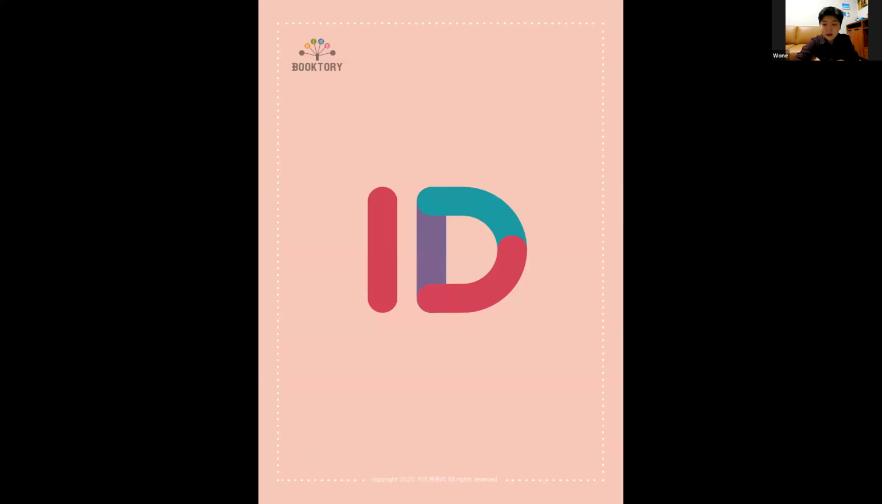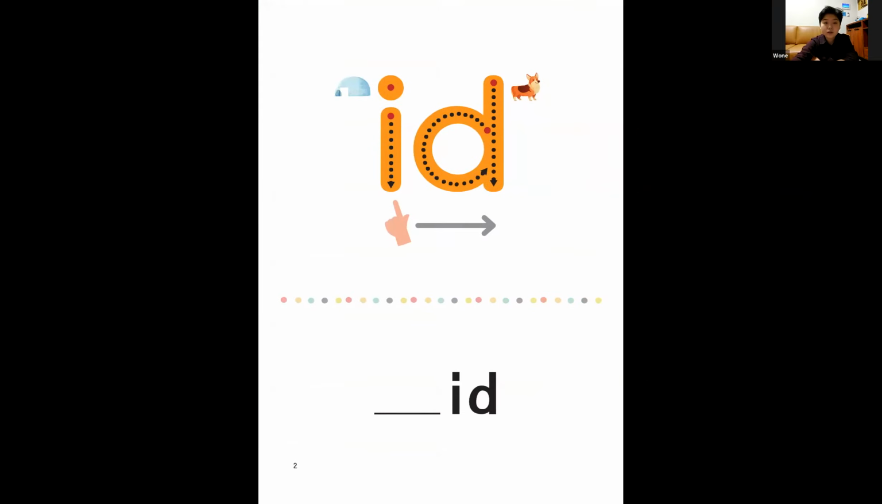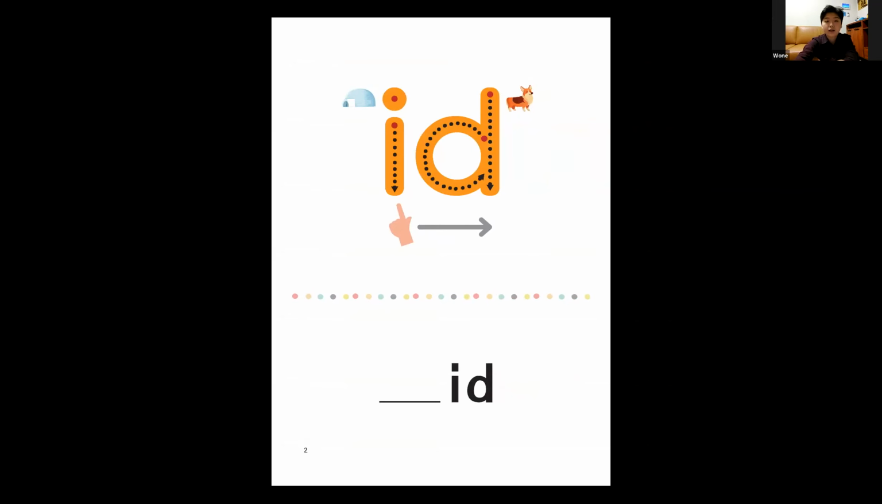All right, now we're going to do id. So let's look at our letters. What is this, everyone? This is an igloo. Now, what does igloo start with? The letter I makes the it sound. What is this?